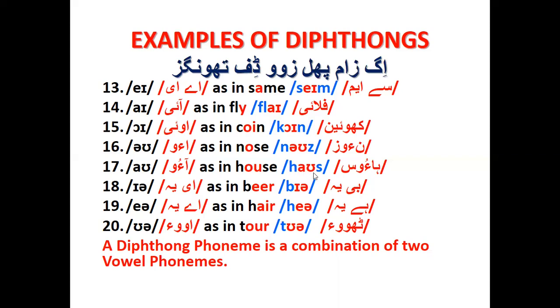Ear. What is it? Ear as in beer. Don't say beer with an R, because R is not spoken at the end. Ear as in beer. And this is not ear, but air. Air as in hair. Here, as in here.